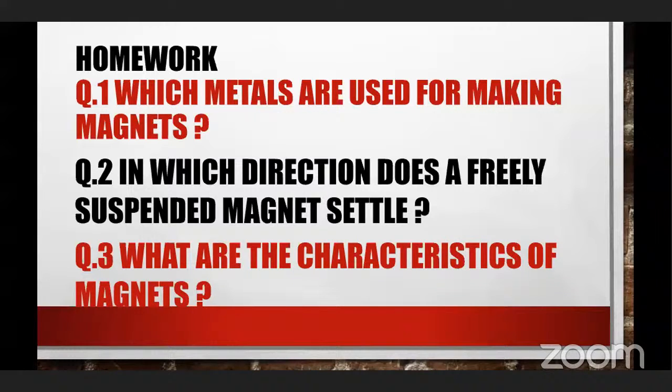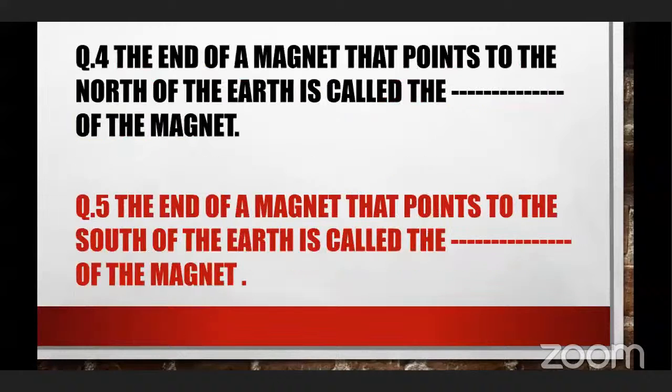Next characteristic: magnetic power is maximum at the two ends of a magnet. We saw that in the activity also. Now the next one: a magnet attracts only some metals. Yes, very good. It is also one property.